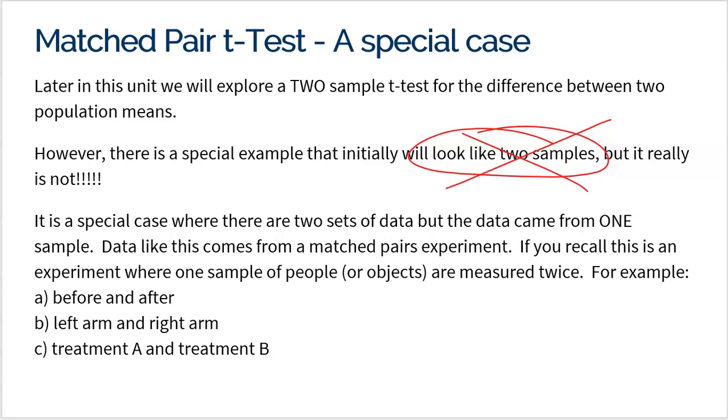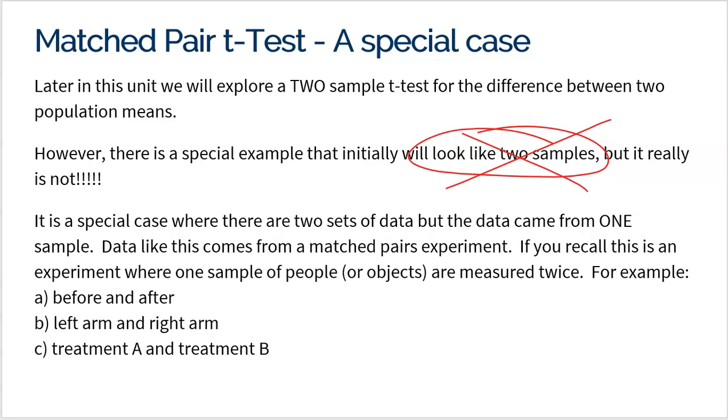Now, you might not remember this. It's been a while since we learned about a matched pairs experiment, but let's just do a quick recap. Once again, it's going to look like you have two sets of data, but they really only came from one sample. This is data that is coming from a matched pairs experiment, and that is why you need to recognize a matched pairs experiment to see that this is happening. So if you recall, in a matched pairs experiment, you have one sample of people or objects and you measure them twice. A couple of examples: if you have a group of people, you measure them before and then you measure them after.